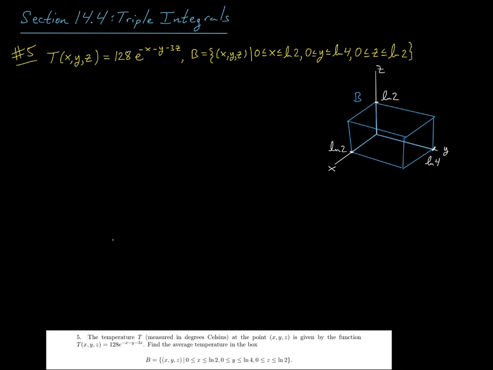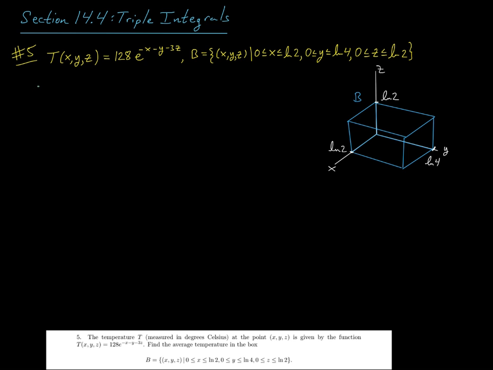All right, question 5 says the temperature T measured in degrees Celsius at the point (x, y, z) is given by the function T(x, y, z) = 128 e^(-x-y-3z). Find the average temperature in the box, where B here is the set of all points where x varies from 0 to log 2, y varies from 0 to log 4, and z varies from 0 to log 2.